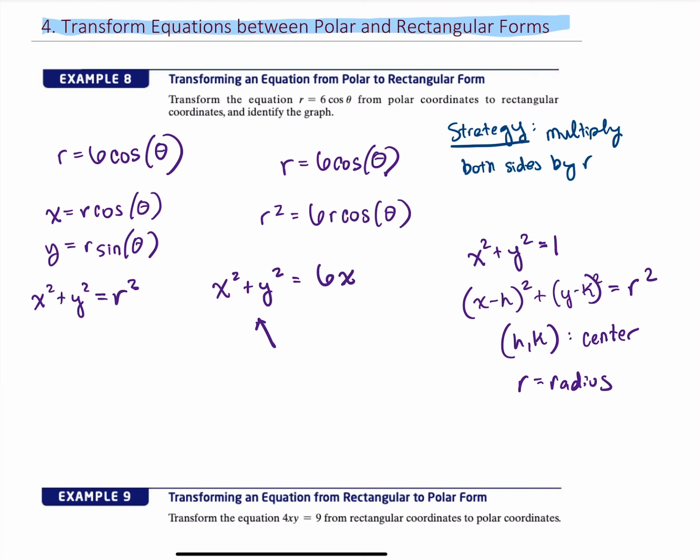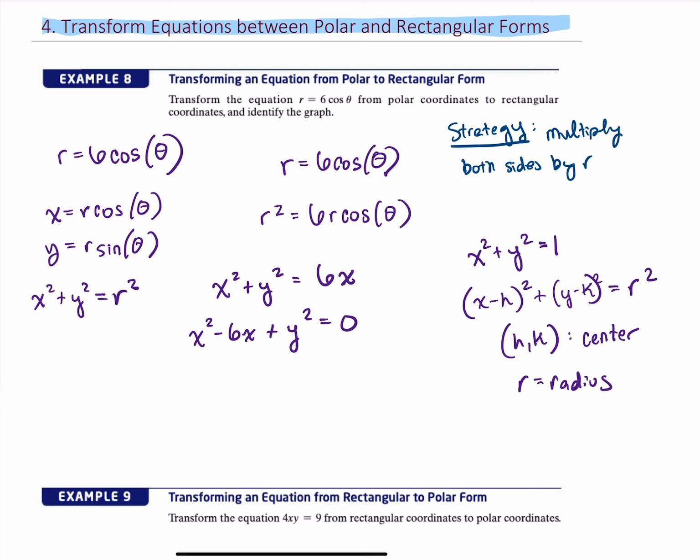So looking at this, I can see it's probably going to end up being the equation of a circle, but we need to get it into that general form. And the strategy is to use completing the square if we have some extra term with an x or a y to the first power. So I'll show you what I mean by that. If we get the 6x over to the left side, I can write this as x squared minus 6x plus y squared equals 0.